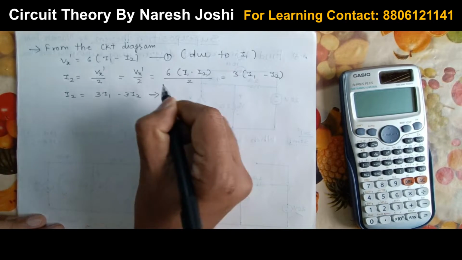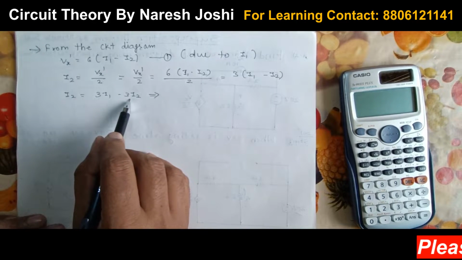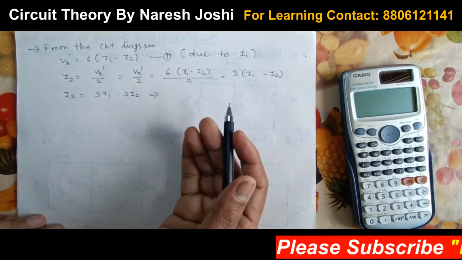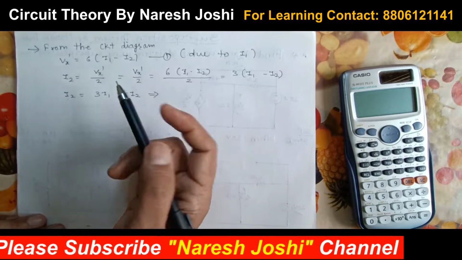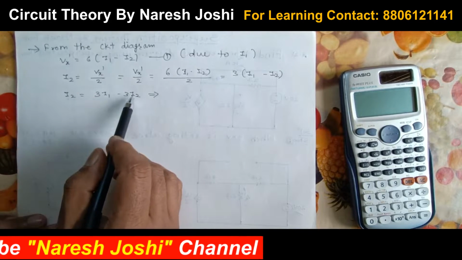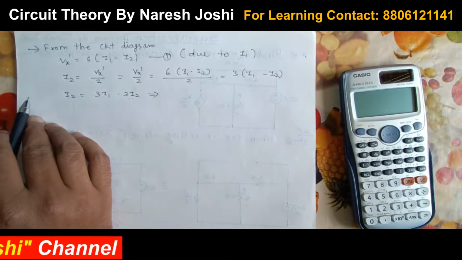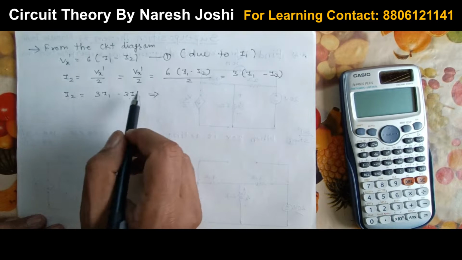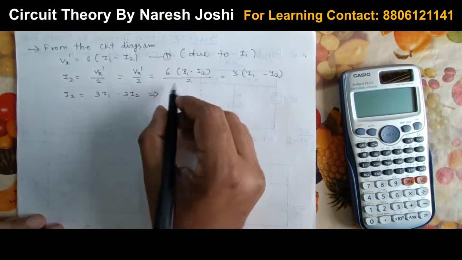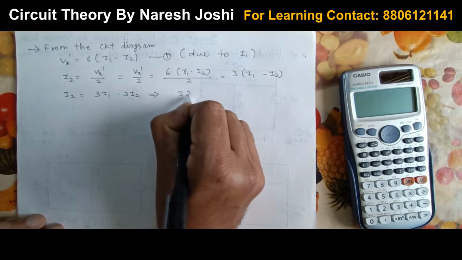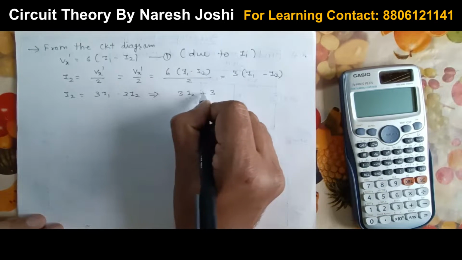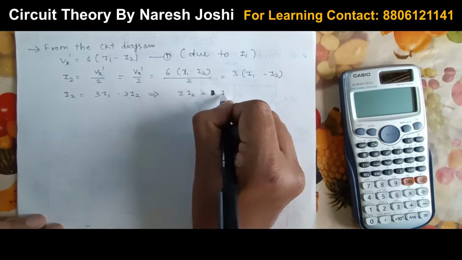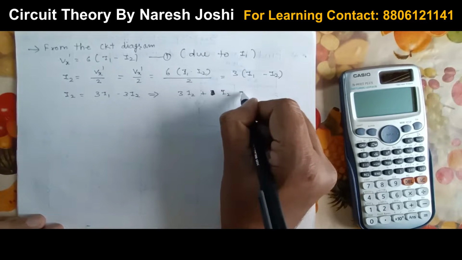Further you can simplify it. So what we have to do, we will shift this I2 on the right hand side. Okay, so if I shift this I2, or you can also do one thing, you can shift this I3 minus 3 I2 on the left hand side. So I will shift this on the left hand side. So what is here, 3 I2 plus I2 equals 3 I1.